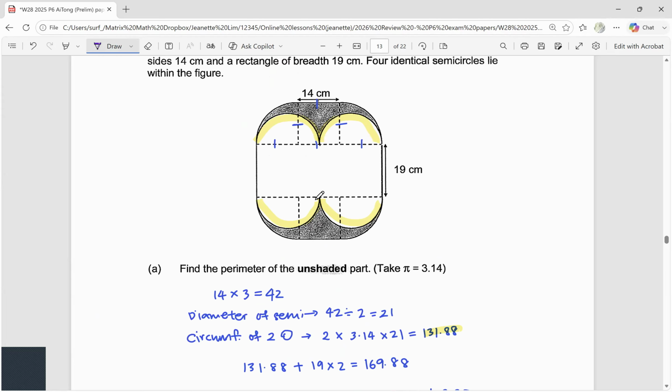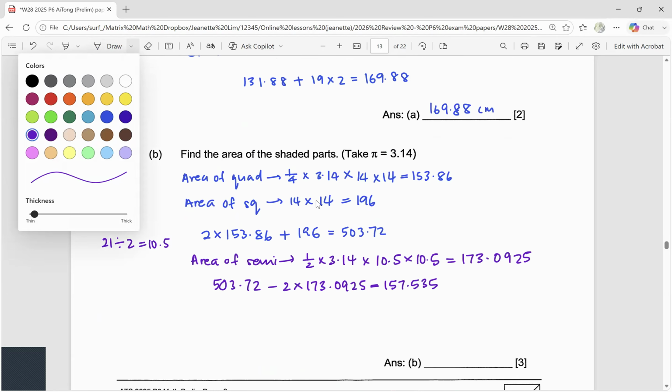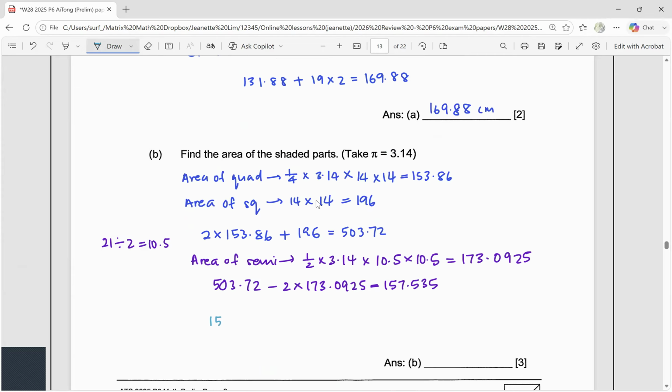Then you have 2, so times 2. Okay, so last step. 157.535 times 2. Get 315.07. That is the whole of your shaded part. Squares here.